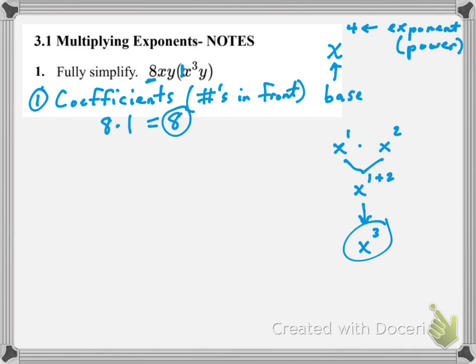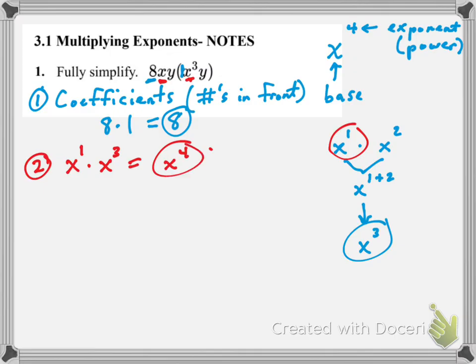Now, let's deal with the x. So I've got x times x to the third. Okay, now remember, when x doesn't have an exponent, we assume that there's a 1 there. So 1 plus 3, 4.